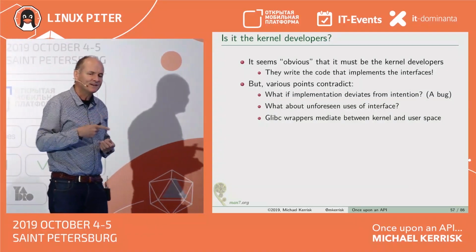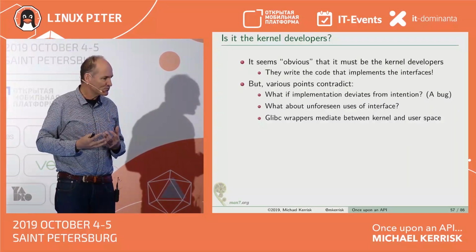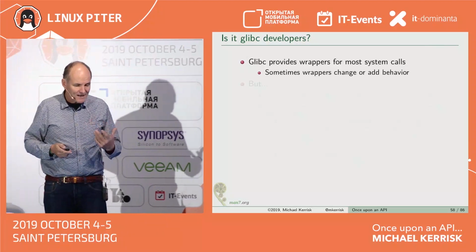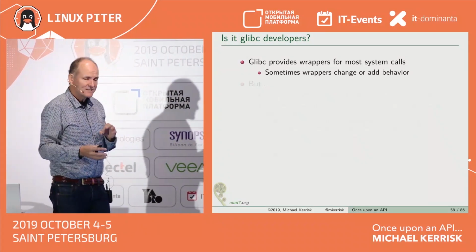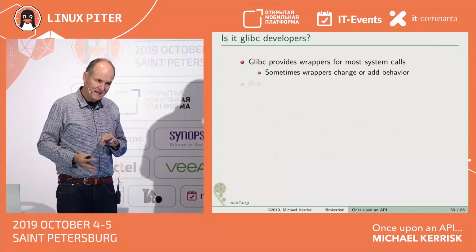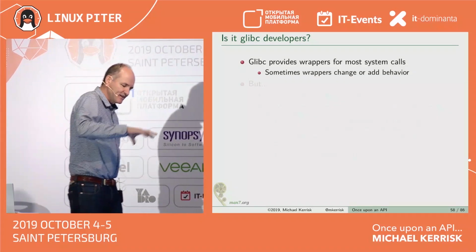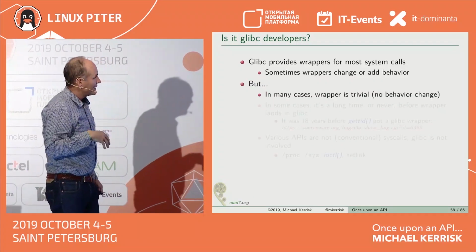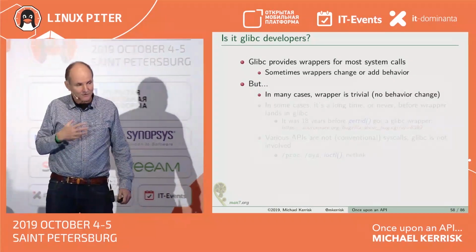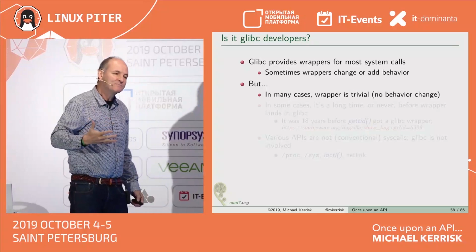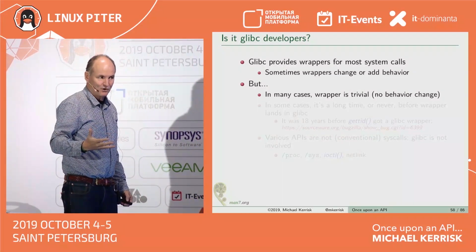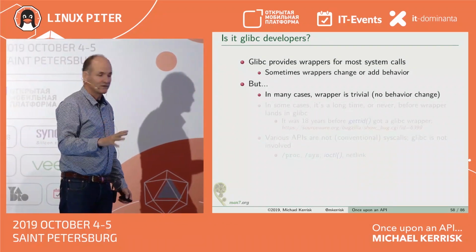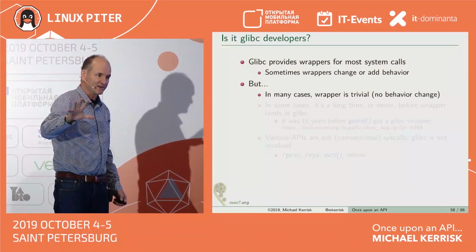And then in between, there's glibc. glibc provides wrappers for a lot of system calls. Sometimes those wrappers change the behavior of the underlying system call. What I mean by that is the wrappers do some extra stuff on top of the system call. And you might use that to argue perhaps it's glibc that is defining the contract. But in a lot of cases, the wrapper function in glibc is just trivial. It's just exposing the kernel's behavior unchanged.